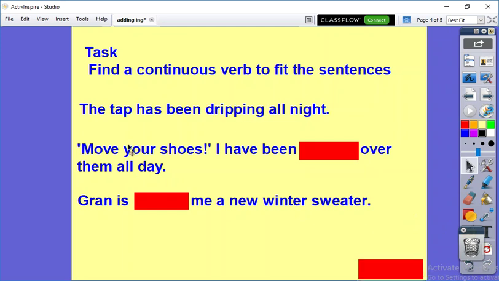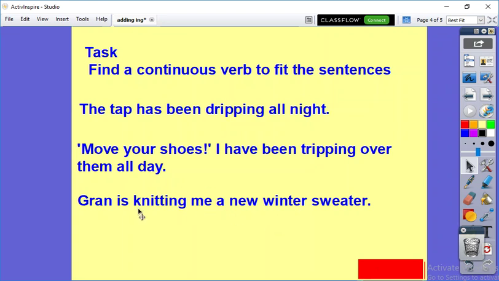So there's the first one. The tap has been dripping all night. Okay, the second one. Move your shoes. I have been tripping over them all day. And the last one. Gran is knitting me a new sweater.